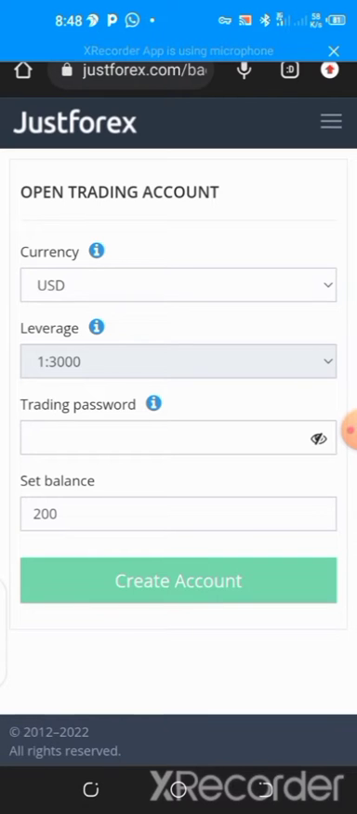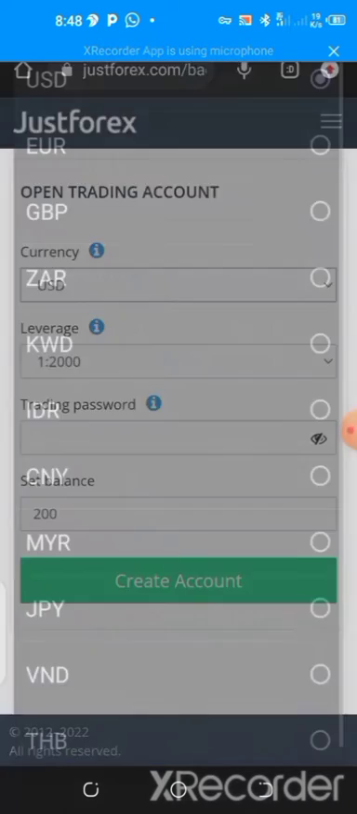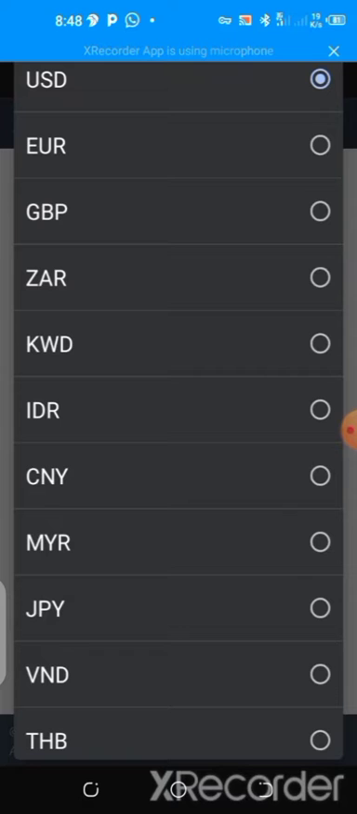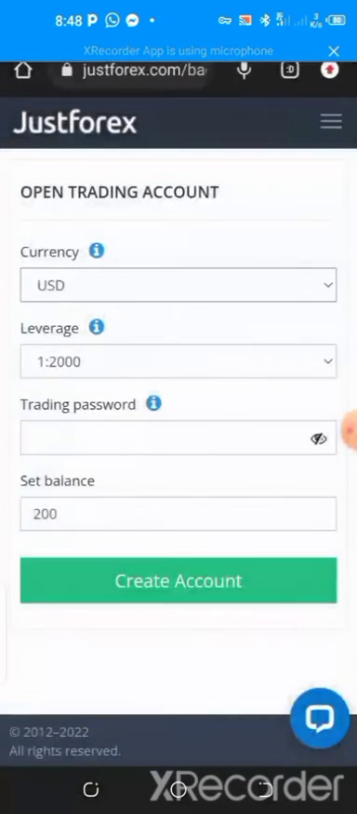You open here demo. You see currency. It's a variety of currencies. So we are using USDT. You can take this one, but you are recommended to use USDT. Okay, the leverage. Now let me explain this term to you.